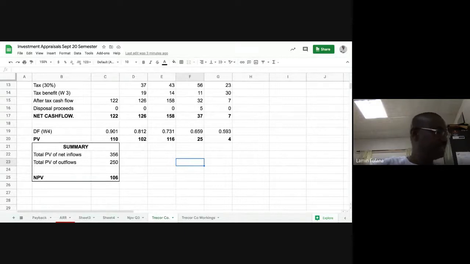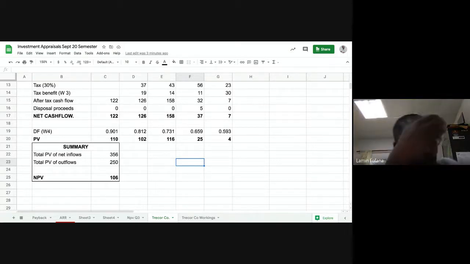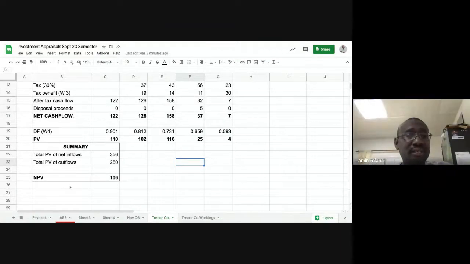Okay, so let's finish this in 5 minutes, and then we break for our salah. When we come back, we finish our IRR, and then we call it a day. Right. So the part B, we're going to calculate our ARR, our accounting rate of return.